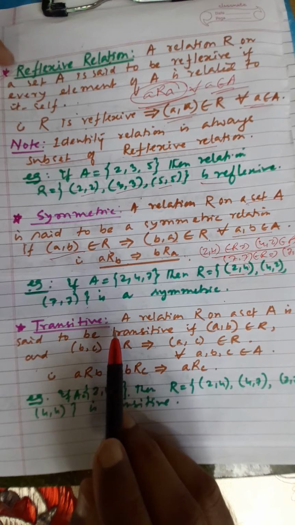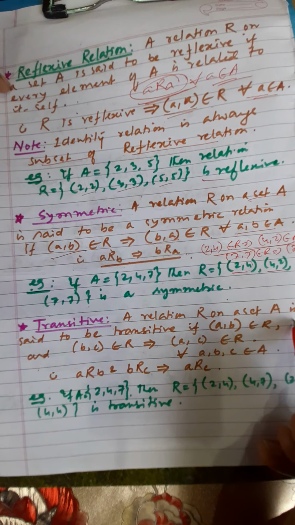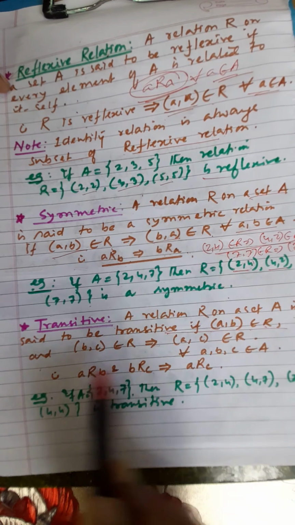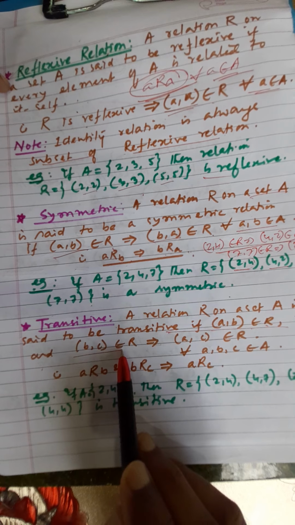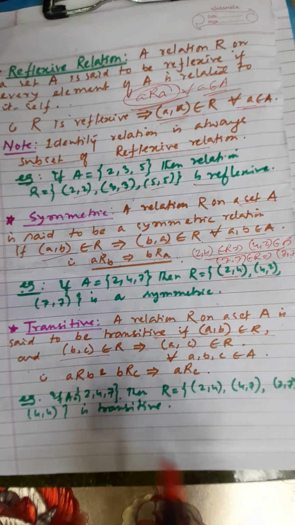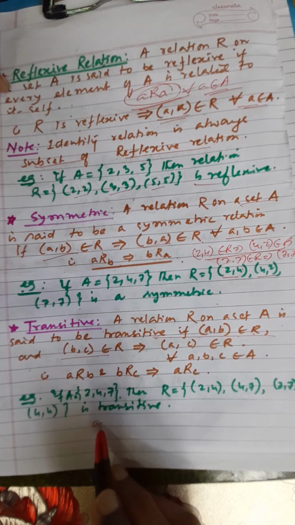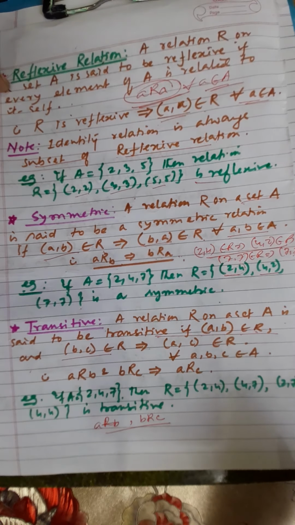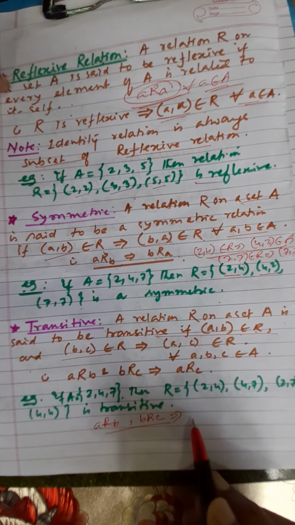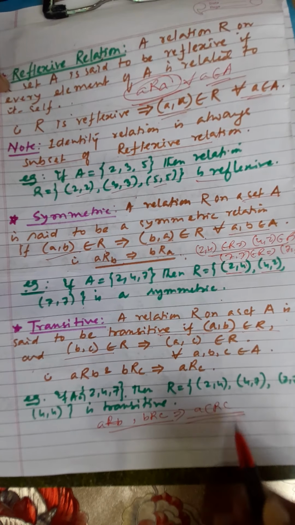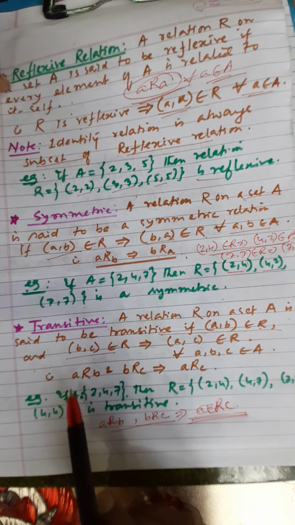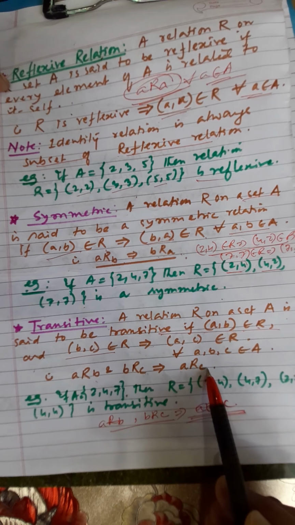Next is transitive. What is transitive? A relation R on a set A is said to be transitive if (a, b) belongs to R and (b, c) belongs to R. Be careful: a is related to b and b is related to c implies a is related to c. If we get this, a is related to b and b is related to c implies a is related to c, then R is transitive.